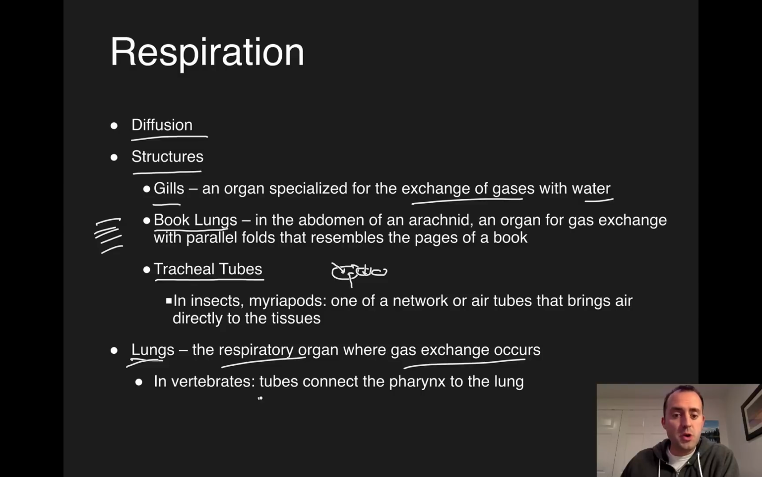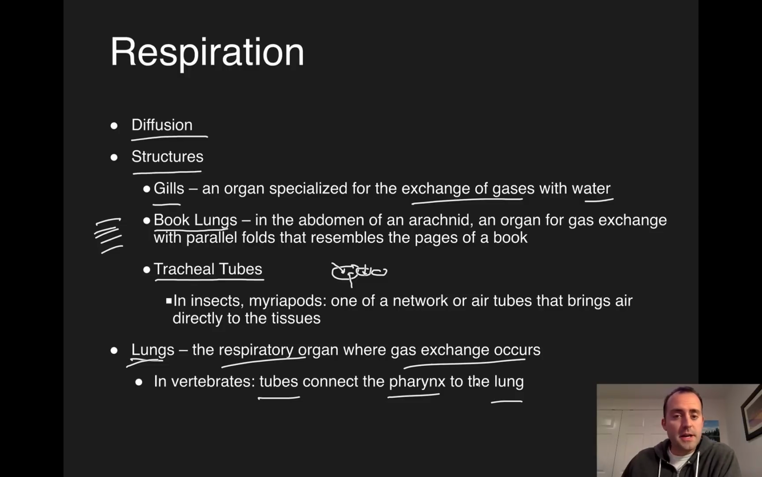In vertebrates, we have these tubes that connect our pharynx, which is basically the back of your mouth or your throat, to those lungs. Those are called trachea tubes. And they branch off into bronchi and bronchial tubes and get smaller and smaller and smaller until you get these little alveoli in your lungs, where the gas exchange actually takes place between these little tiny air pockets and the blood vessels or the capillaries found in your lungs.